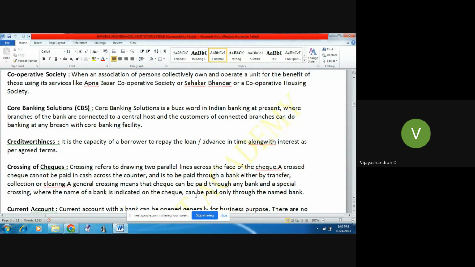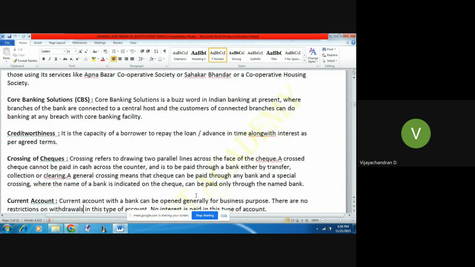That is known as core banking, the CBS system. In core banking solution, all the branches are connected to a host, so the customers may have the transaction at any branch without any restriction. That facility is known as core banking. I think these are all very understandable things I'm saying.